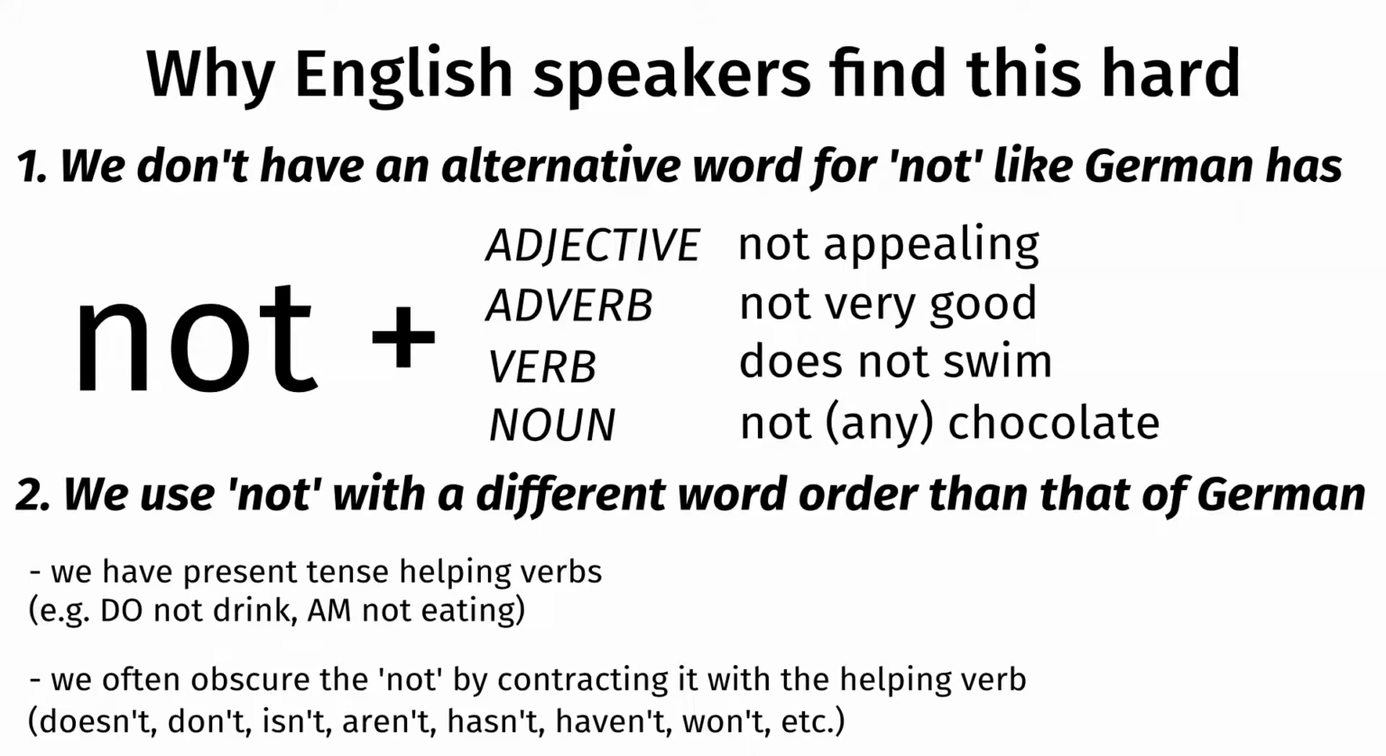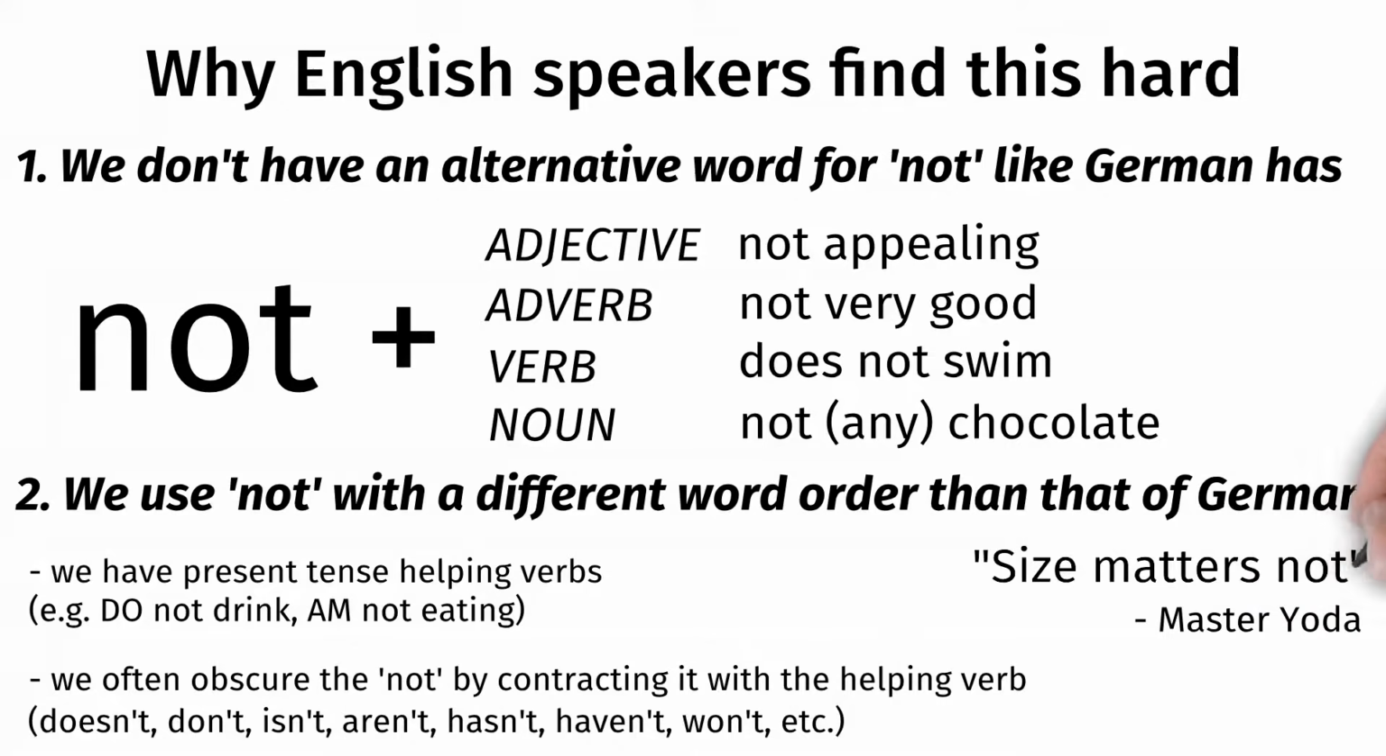The English speaker who might come closest to a correct German use of not in English is, well, Master Yoda. Size matters not. Notice in that quotation, there's no helping verb like do or am. If there were, it would be different. It would be size does not matter, or size is not mattering. But Yoda, like the Germans, doesn't have those present tense helping verbs and doesn't contract not. So we just put not after the verb there.